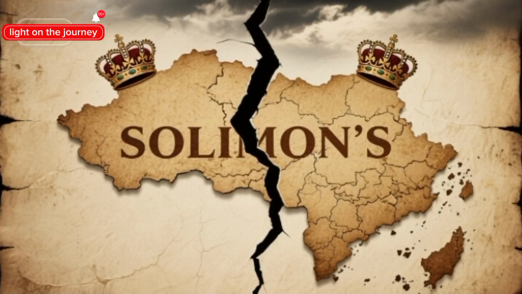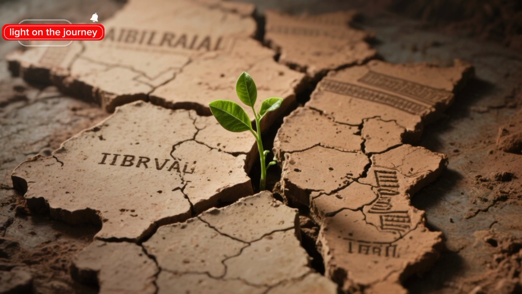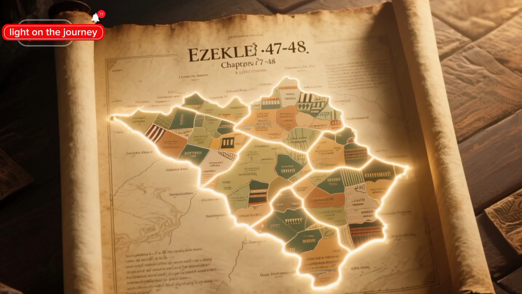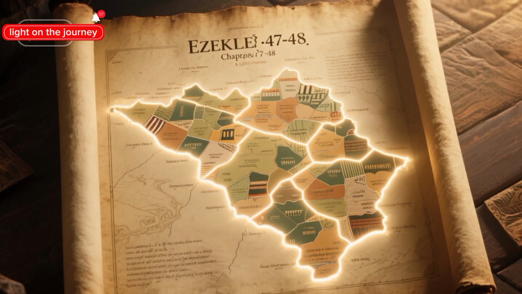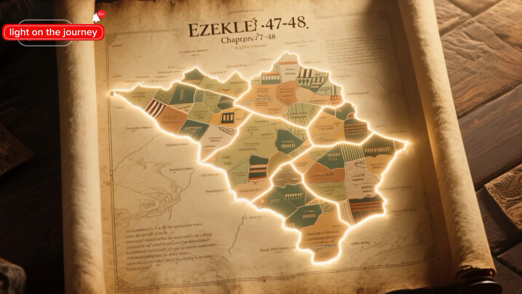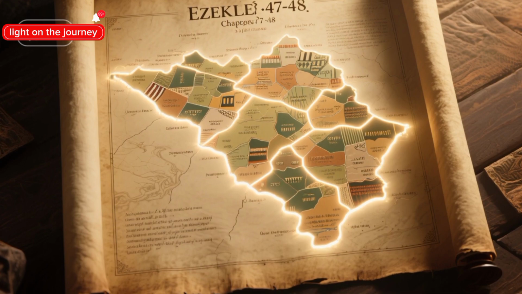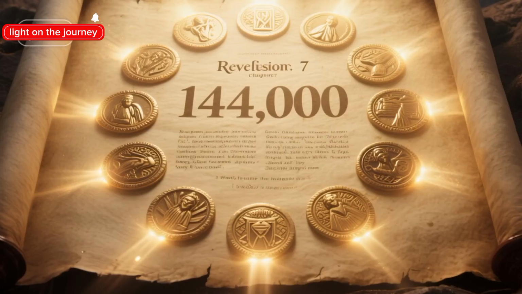The 10 northern tribes formed the Kingdom of Israel, with its capital in Samaria. Judah and Benjamin remained faithful in Jerusalem, forming the Kingdom of Judah. In the year 722 BC, the Assyrian Empire invaded the northern kingdom. The 10 tribes were exiled and never returned as a united people.